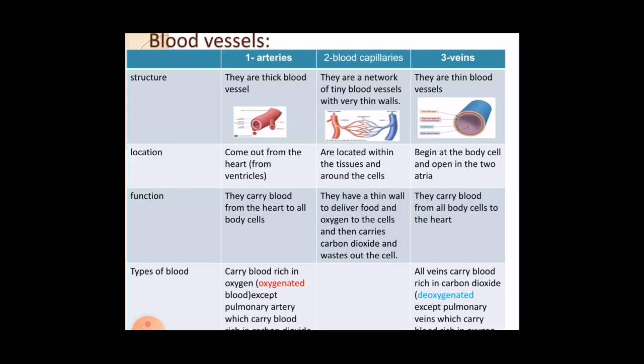We said that there are 3 types of blood vessels: arteries, blood capillaries, veins. Number 2, blood capillaries. They are a network of tiny blood vessels, tiny meaning very small, with very thin walls, located within the tissues and around the cell.